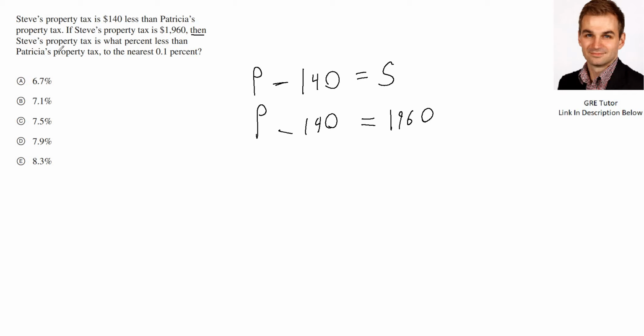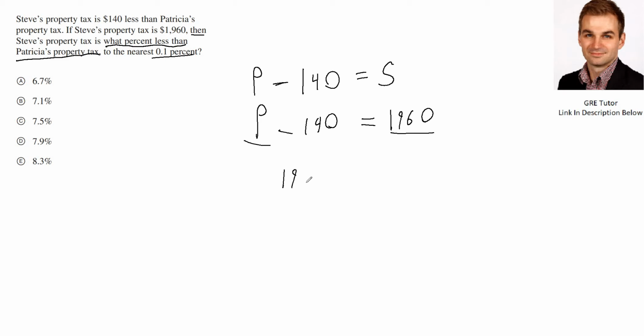then it wants to know Steve's property tax is what percent less than Patricia's property tax, to the nearest 0.1%. So we got to figure that out. We don't want to know necessarily what Patricia's property tax is, we want to know what percent less 1960 is from this. So let's solve that first.